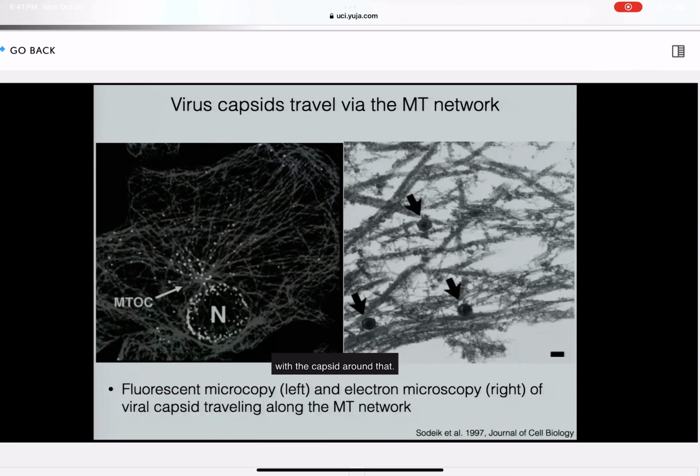And here's a microtubule in a close-up picture with the capsid around that. And then this little thing right there would be the dynein, bringing it into the nucleus. Okay.